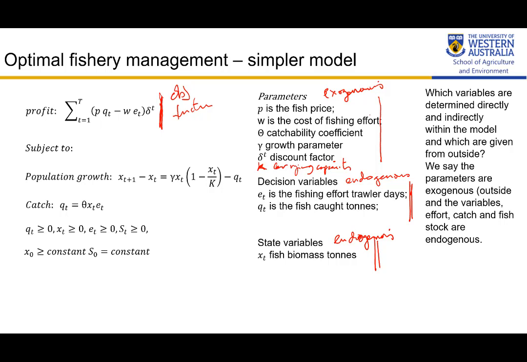But this distinction is not always clear cut. For instance, the endogenous decision variables can be determined within the model, or they can also be fixed. So the distinction between endogenous and exogenous for things like decision variables can be a bit unclear in some circumstances.